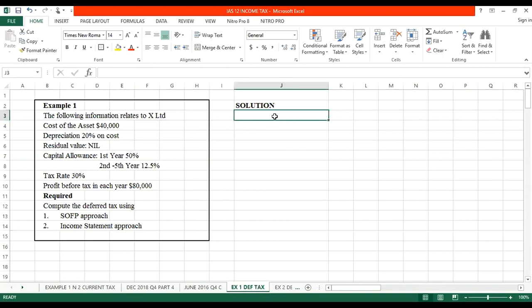I hope you have read the question. The question reads, the following information relates to X Limited. Cost of the asset is 40,000. Depreciation is 20% on cost. Residual value is nil. Capital allowance: in the first year, the capital allowance is 50%. Between the second and fifth year, the capital allowance is 12.5%.